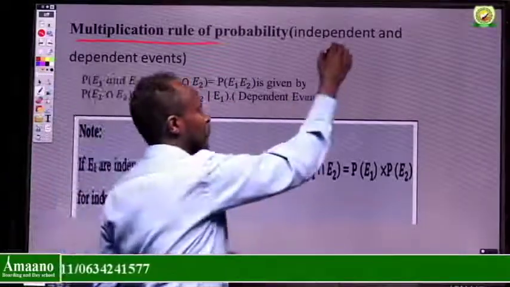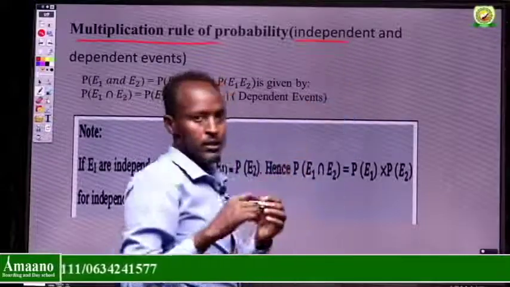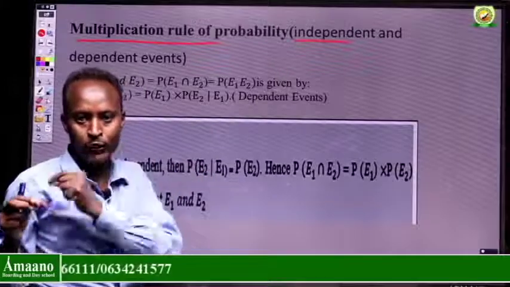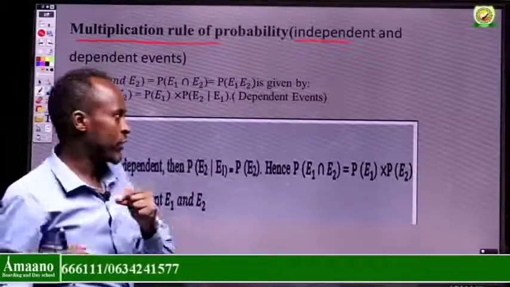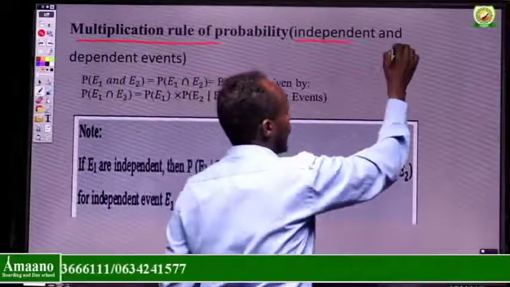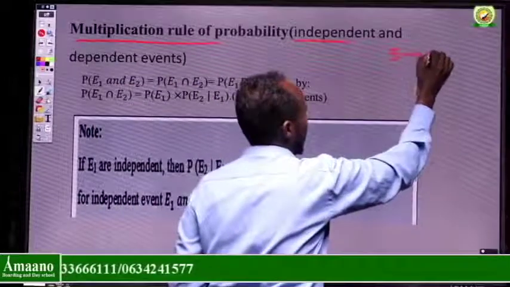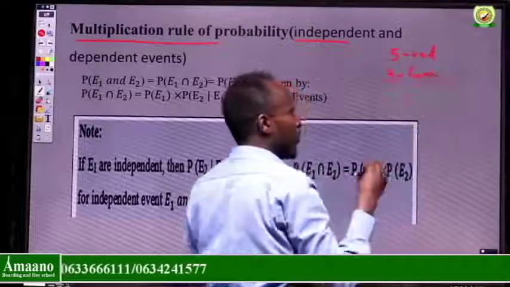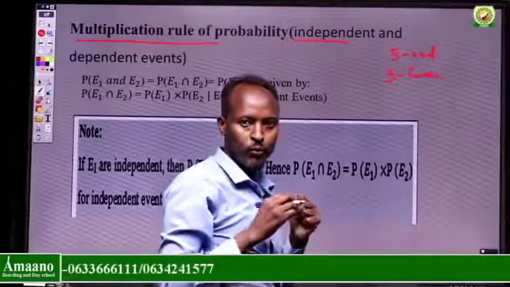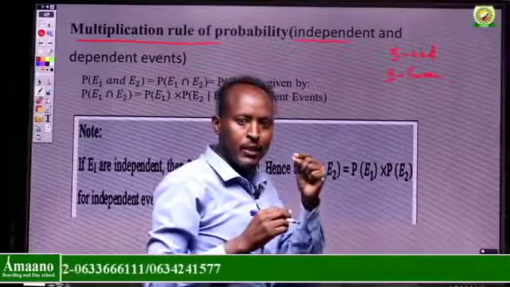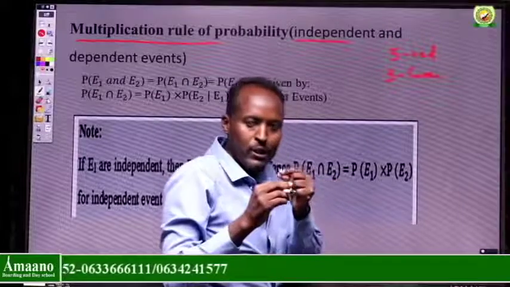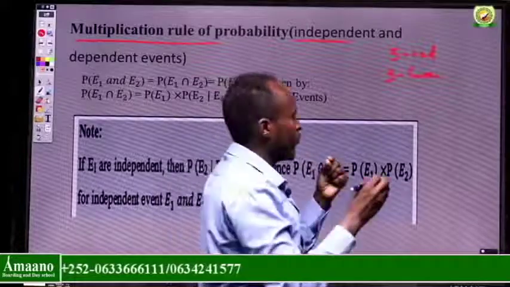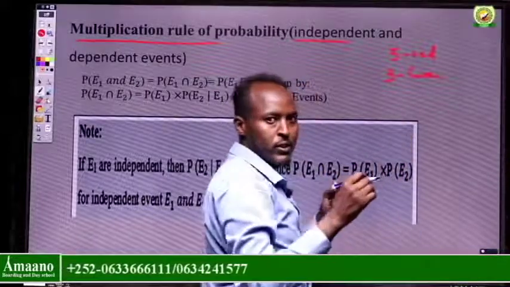Two events are said to be independent if the occurrence of one event does not affect the occurrence of another event. For example, in a bag of 5 red balls and 3 green balls, if 2 balls are selected from the box, and after selecting the first ball, it is replaced back, and another selection is made to find the probability of getting 2 red balls.